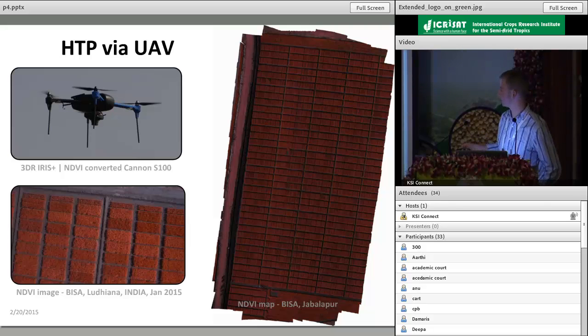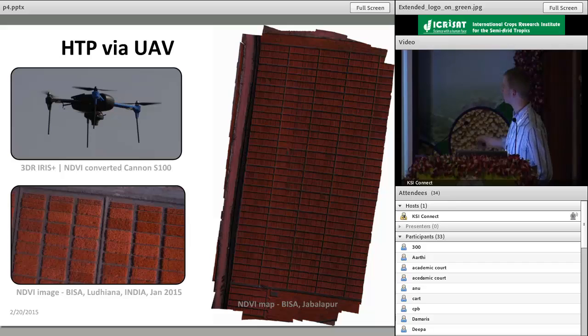Just some examples of the images coming off of these. This is, again, some of the work we've initiated at the BISA sites, and this comes from just over the past few weeks. These are false color NDVI images from Ludhiana, and we're now able to extract on a plot level each one of those pixel values and get a really accurate assessment of NDVI across those plots.